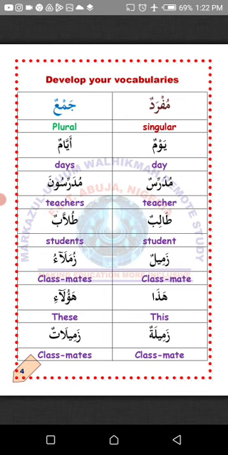زميل classmate. زميل age mate. زميل colleague. هذا زميلي, this is my colleague. هو زميلي, he's my colleague. So زملاء is the plural. زملاء classmates, colleagues, age mates. So هؤلاء is the plural.